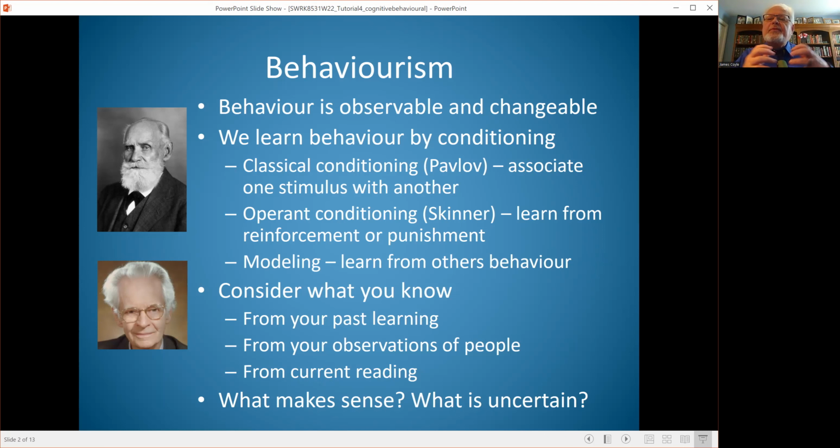So the first thing to do here is to consider, what have you heard about in the past? From your own past learning, from your past experiences, your observations of people, your work with clients, from your current reading, what makes sense to you about behaviorism? What's uncertain? Jot down some ideas about this so that you can use them in classroom discussions as well as in the role play that we're going to do in class.